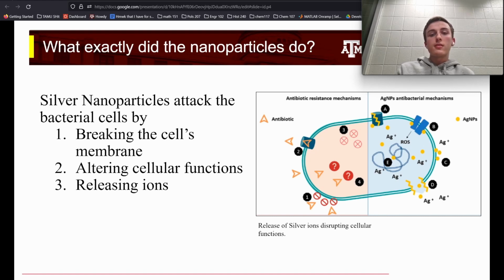And in the image here, you can see an example of silver nanoparticles releasing ions in the cell, causing it to destabilize and die.